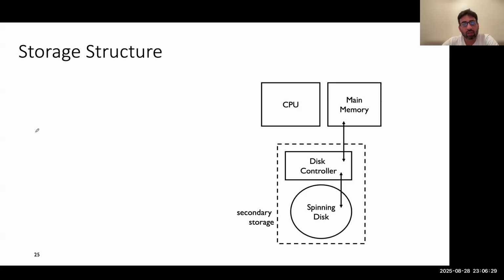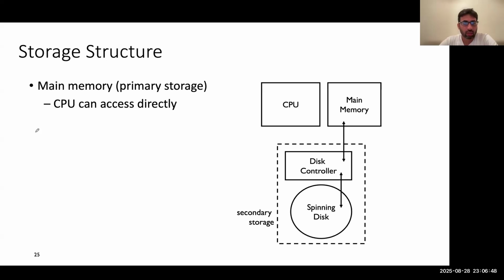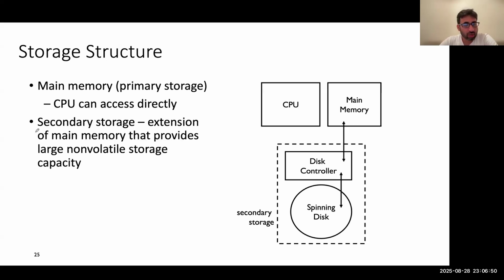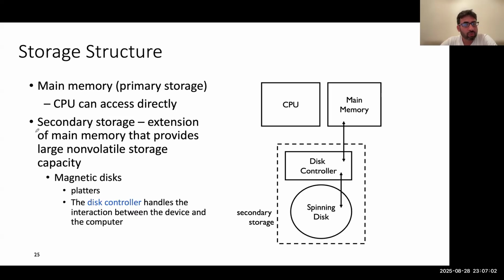So through load and store instructions, since the CPU has direct access to the main memory and not to the secondary storage, that's why we have named them accordingly, main memory and secondary storage. Data must always be first moved from secondary storage to the main memory, and then it becomes accessible to the CPU. So main memory is primary storage, and the CPU can access the data directly from it. Secondary storage is an extension of the main memory and provides the non-volatility.